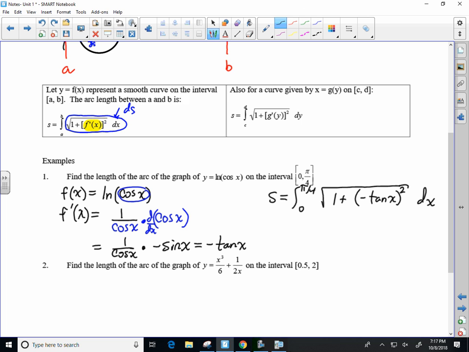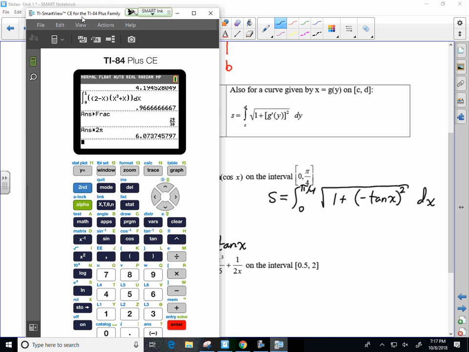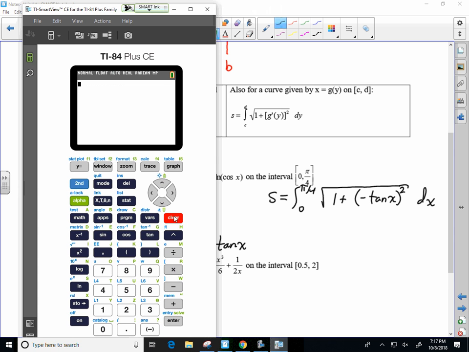Just make sure, and the question would have to be phrased slightly differently, that tangent can be undefined at certain locations, so make sure it doesn't happen on this interval, and it doesn't. The first time tangent is undefined is at pi over 2, so we're in good shape here. Math 9, 0 to pi over 4.